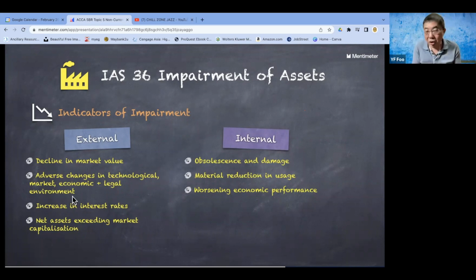So also adverse changes in market. Is there a move away from one type of product to another type of product, right? So for example, many people are looking at more environmentally friendly products. So if your company is still producing products that are not environmentally friendly, then you will find that the value of your machines will be lower.